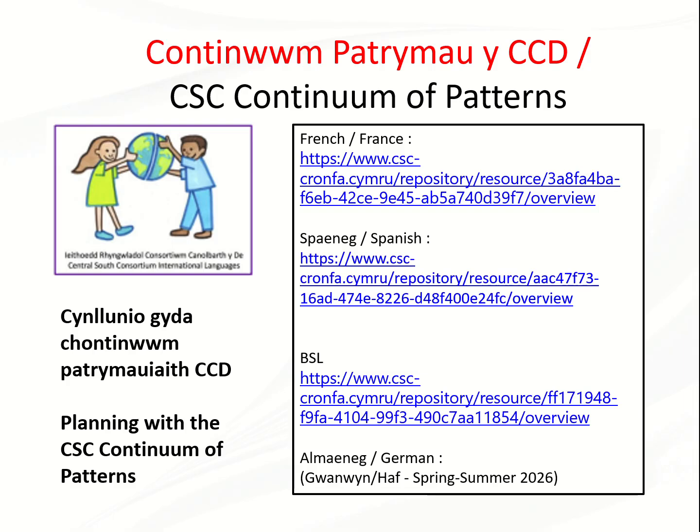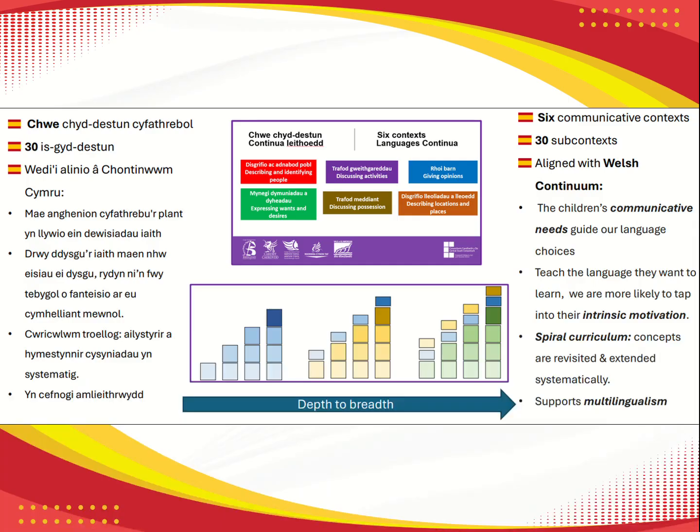So I'm now going to show you how Central South use these, and the ways you could use them in your context, in a much briefer way. When you click on these links through the PowerPoint, there is also a longer video showing you in a fantastic way how these can be used. Each of these, whichever language you choose, this is the Spanish example, has 6 communicative contexts, and under that in total there are 30 subcontexts, so 6 topics and 30 subtopics.